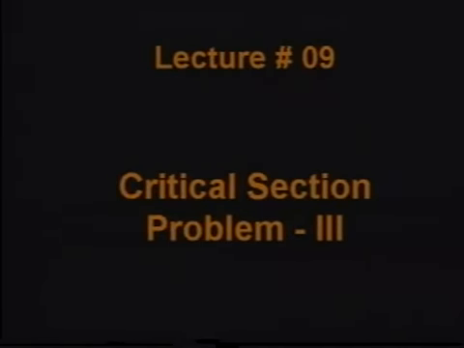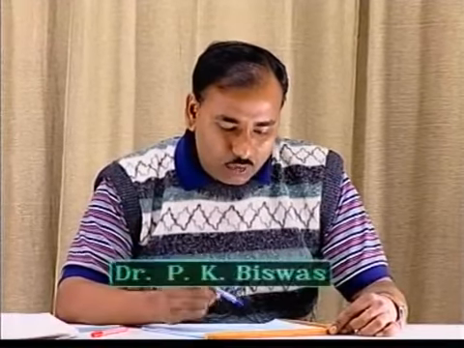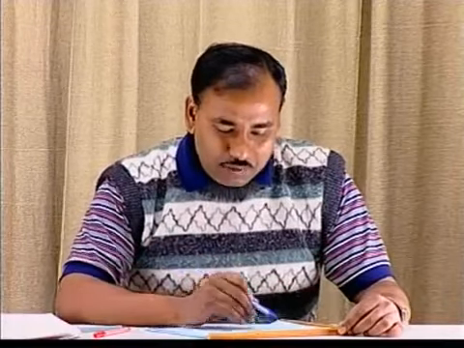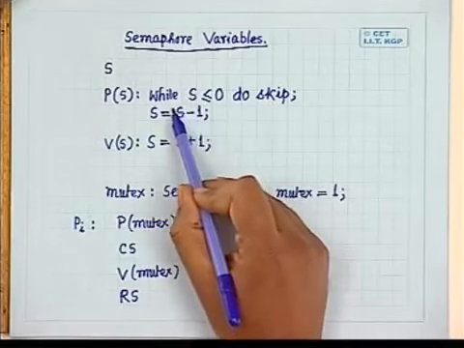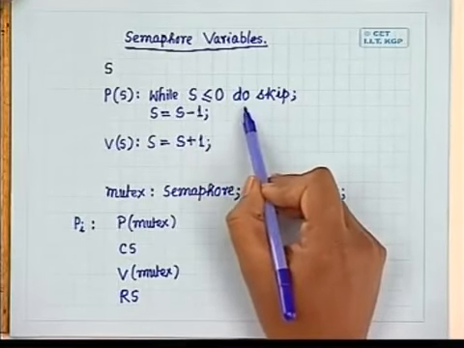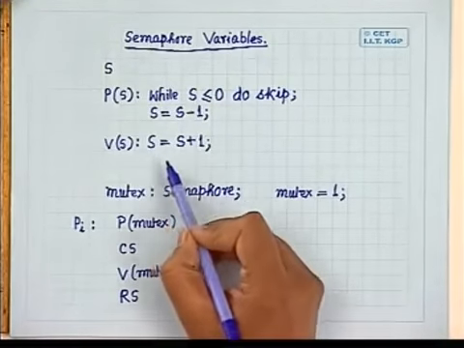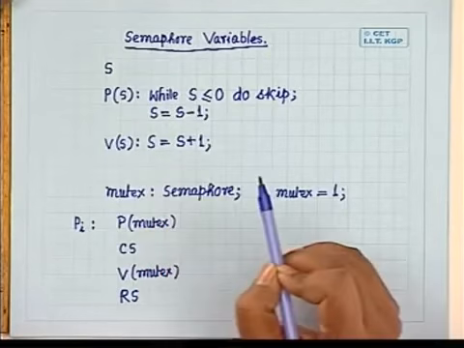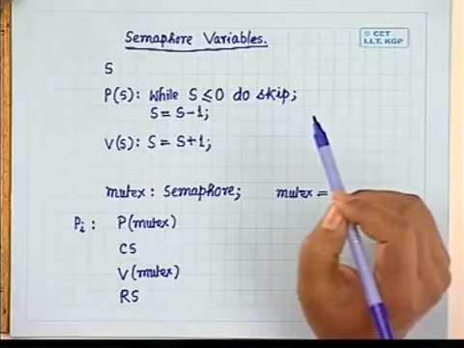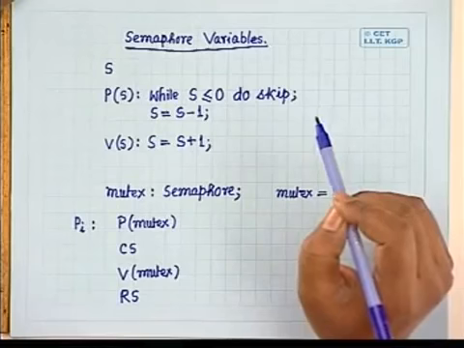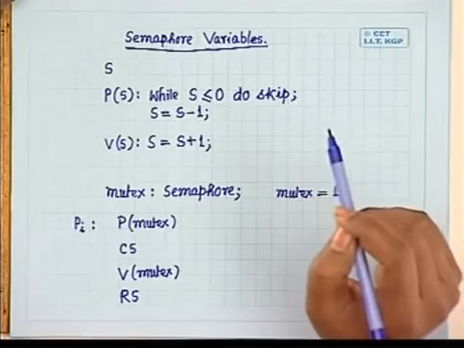Last class we have seen the use of semaphore variables, and we have defined a semaphore variable S, which can be only initialized, and two operations can be performed on the semaphore variables other than initialization. One is the P(S) operation, which is defined like this: while S is less than or equal to 0, do skip, then decrement S by 1, and the V(S) operation, where S is incremented by 1. We have also said that both these P(S) and V(S) operations are atomic in nature.